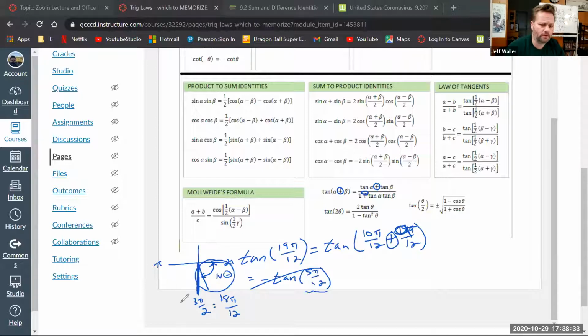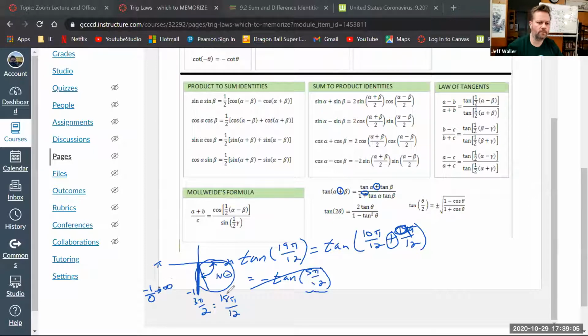Anybody? What's sine of 3 pi over 2? It's -1. Yeah, sine is -1. And what's cosine of 3 pi over 2? 0. So what's tangent? Tangent is sine over cosine, so it approaches negative infinity. Yeah, negative infinity.